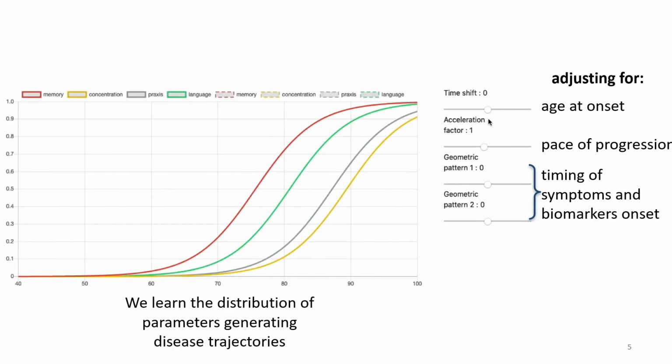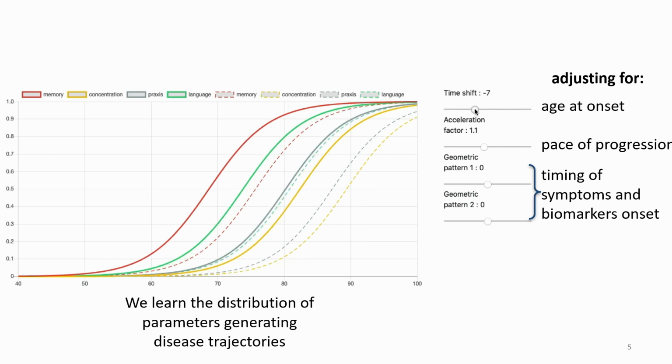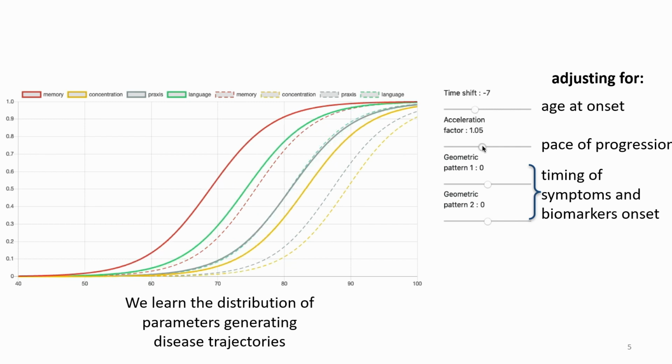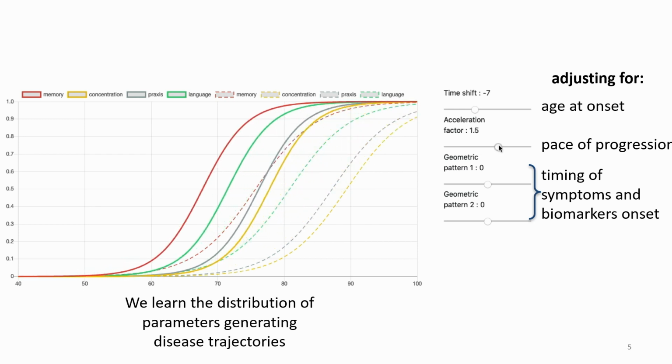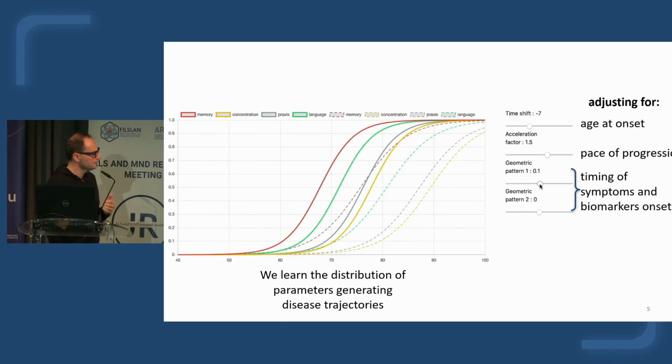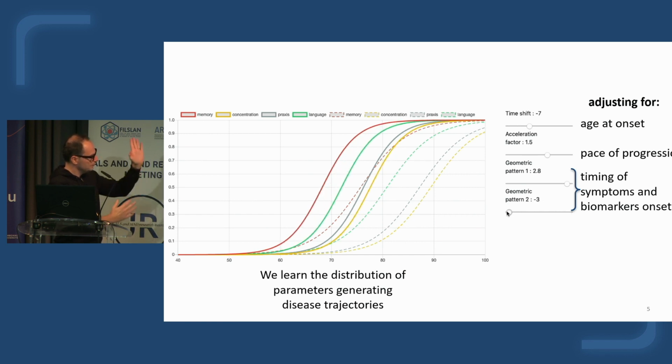So this is just another video example of the different parameters. So time shifts, which account for the difference in age at onset, the pace of progression, where we see the curve going slower or faster depending on the patient. And here we see how we can change the relative timing among the biomarkers. And you see that here you have something which remains stable in time, which is the stage of progression, which is constant, and the only thing that changes is the relative value of the biomarkers at the same stage.